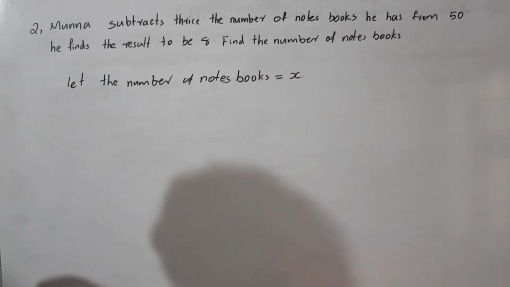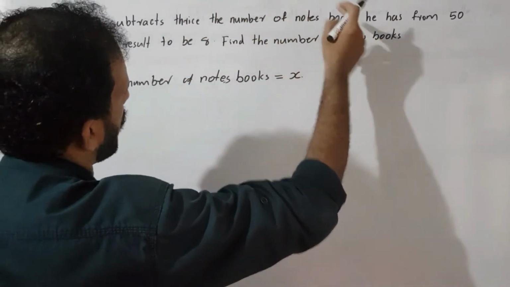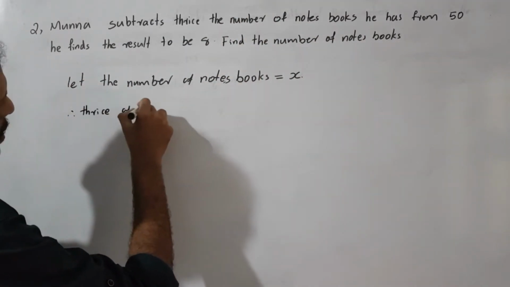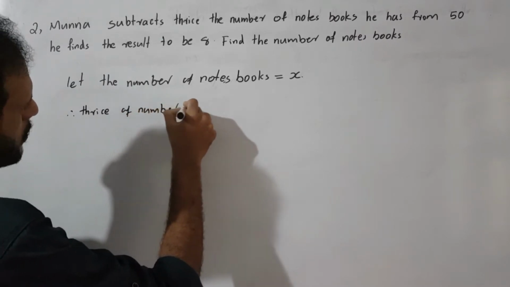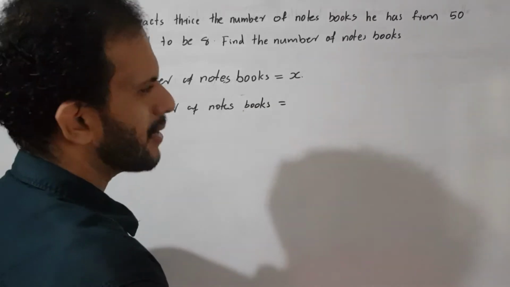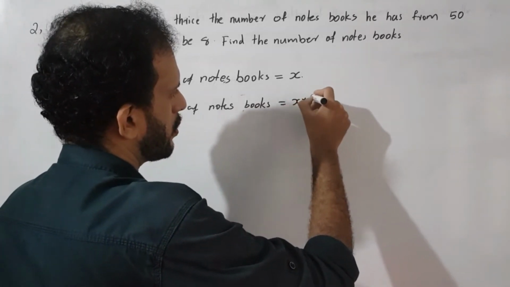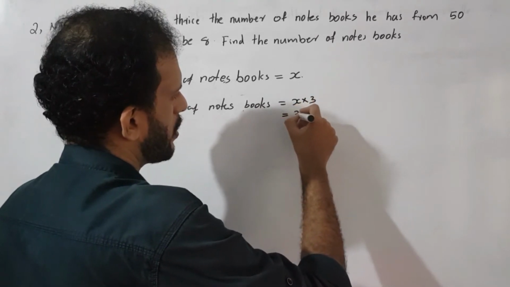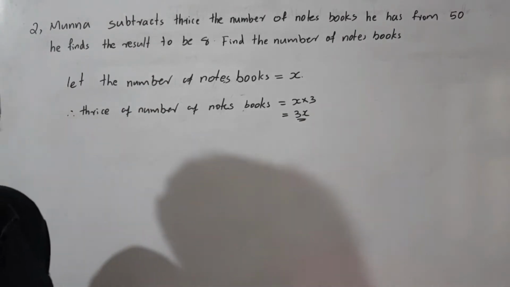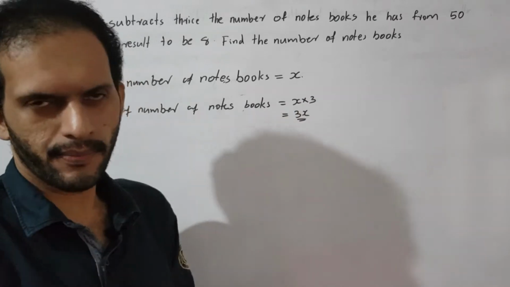Then what is next? Next we subtract. What are we subtracting? The thrice of the number of notebooks. Therefore thrice the number of notebooks is equal to, thrice means 3 times, correct? Then how to do it? x into 3 is equal to 3x. The thrice of the notebooks is 3 times x, that is x into 3, that is 3x.